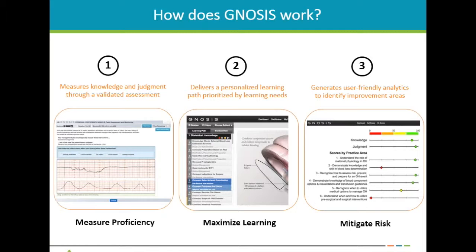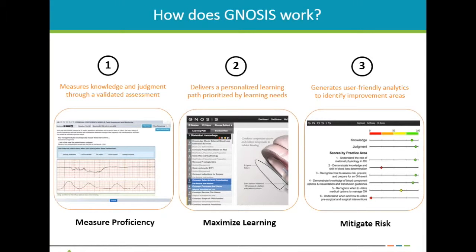So imagine you have a clinical team that is not performing to their highest potential. You, as a clinical leader, have a sense that something's not quite right, and you want to support your team for improvement.